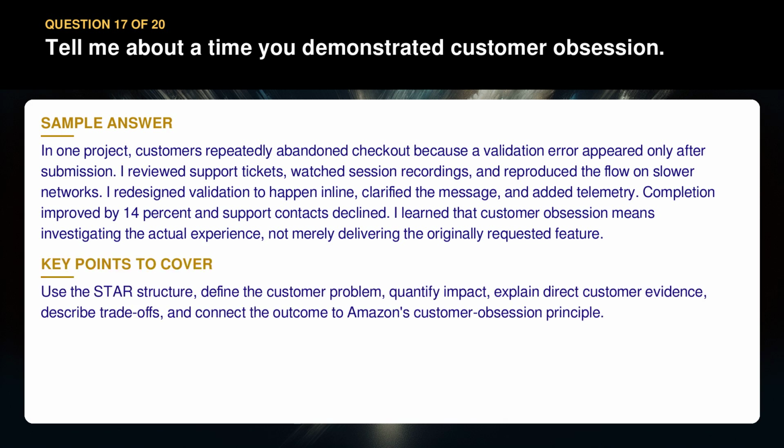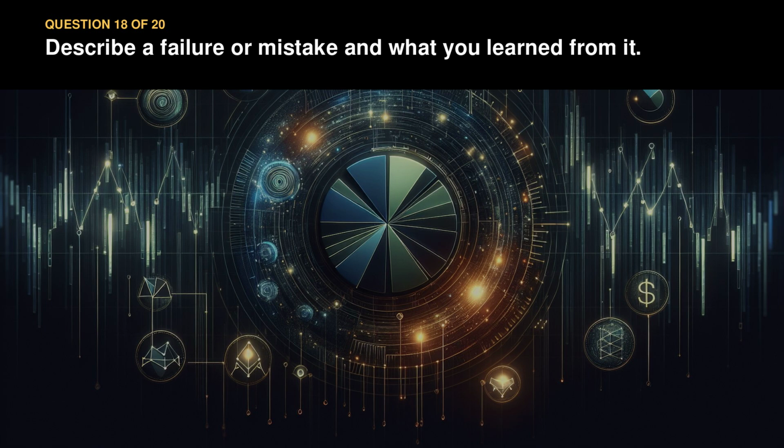Use the STAR structure, define the customer problem, quantify impact, explain direct customer evidence, describe trade-offs, and connect the outcome to Amazon's customer obsession principle. Question 18. Describe a failure or mistake and what you learned from it.